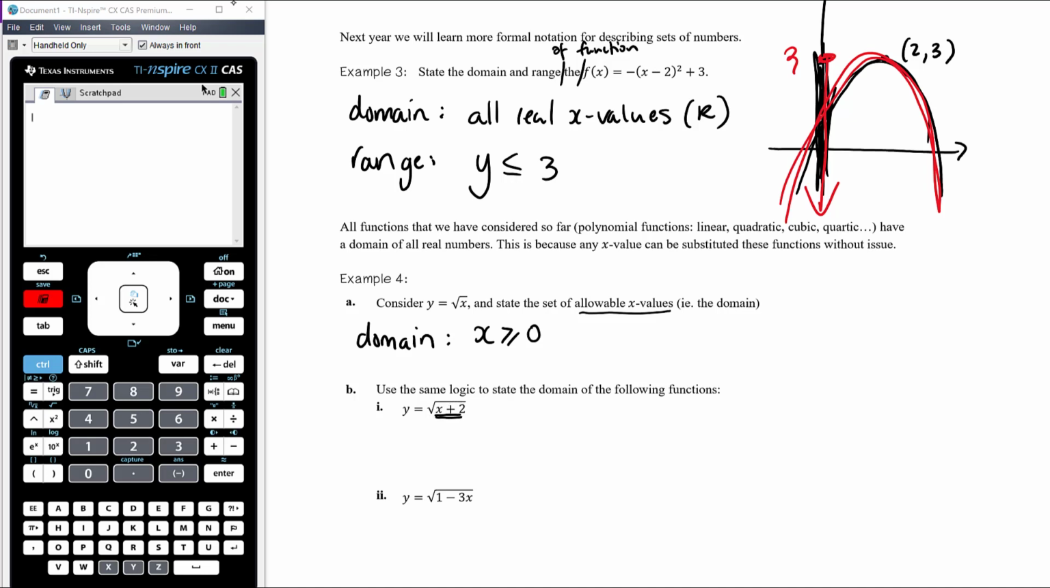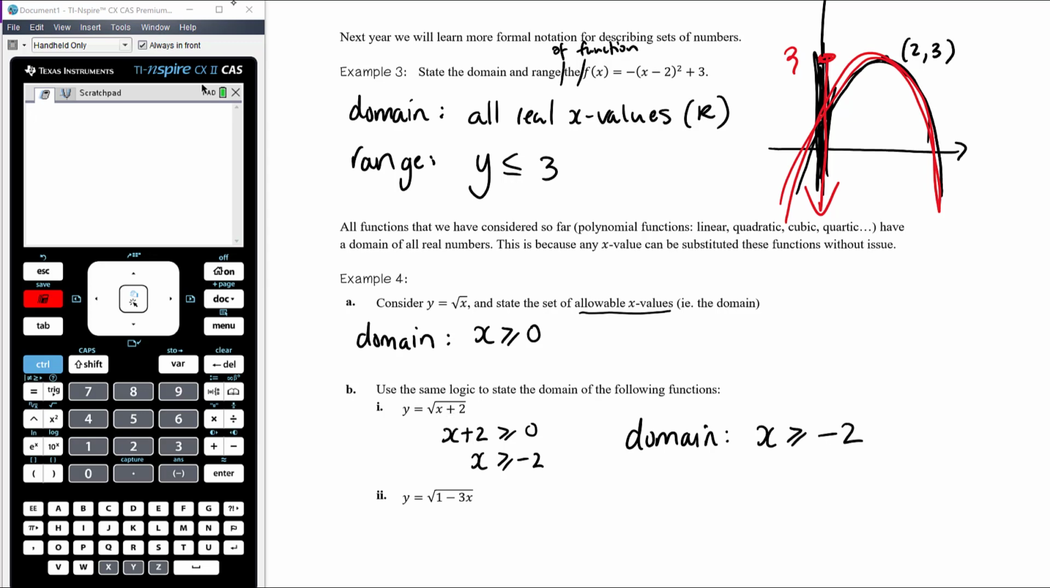You can't square root something that is negative. So the only way this particular function would exist is if x plus 2 is bigger than or equal to 0. The thing under the square root is going to have to be bigger than or equal to 0 in order for that function to exist. And then we can solve this inequality for x. So this means that x has to be bigger than or equal to -2. And so the domain here is that this function will exist as long as x is anything that is bigger than or equal to -2.